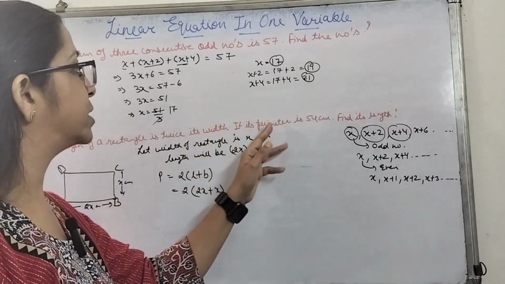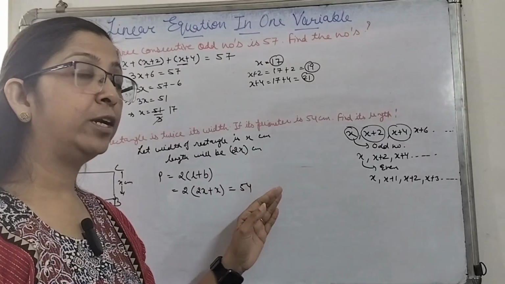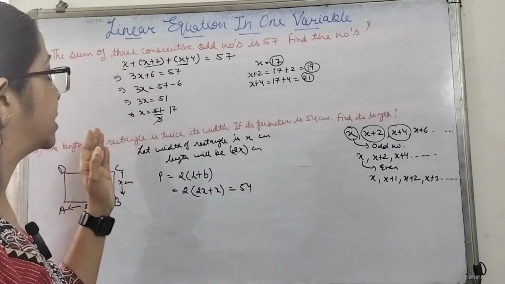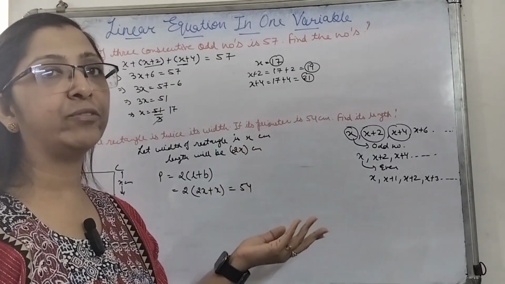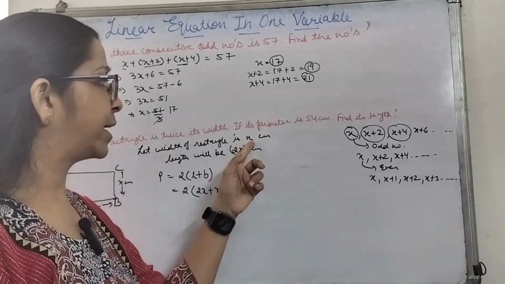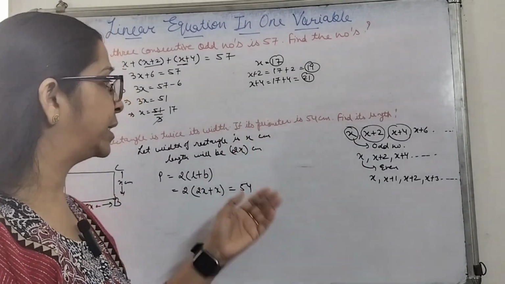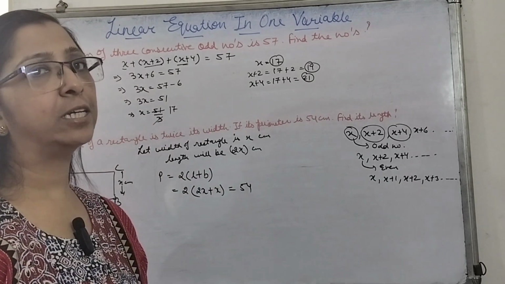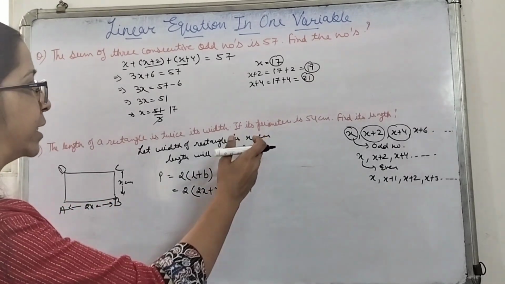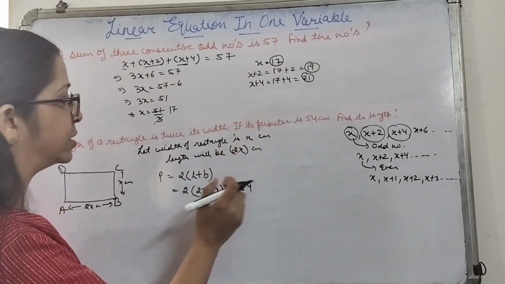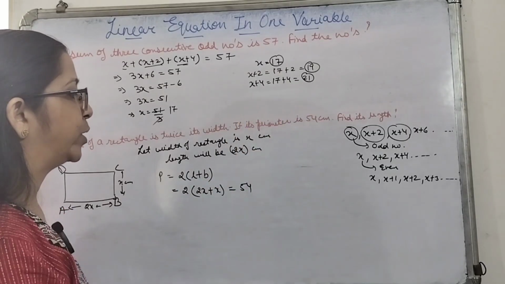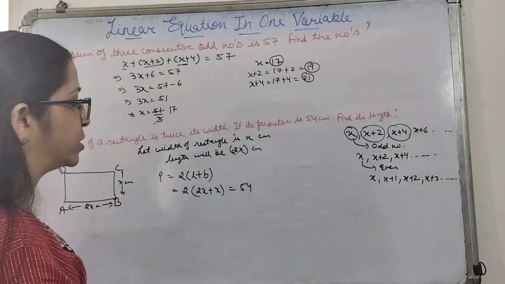Whatsoever is given to us in the question, we will read it thoroughly. Whatsoever is to be found out, we will assume it to be any variable. We have taken it here as x. We can take y even. We can take a, b, l, b. Anything we can assume it to be. So we have taken it to be x. Now the perimeter is given to us. So we have framed the equation as per the condition given to us in the question.